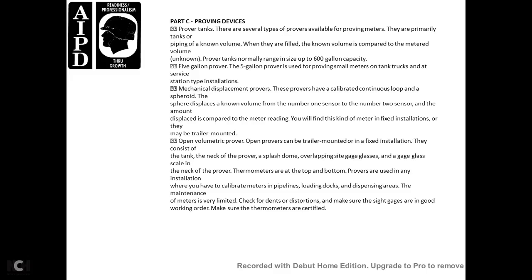One type is the volumetric prover, mounted in the fixed installation. They consist of the tank, the neck of the prover, and the splash dome, with a sight glass on the side. The neck has a glass with a thermometer at the top, and the bottom proving tank is used in the installation.